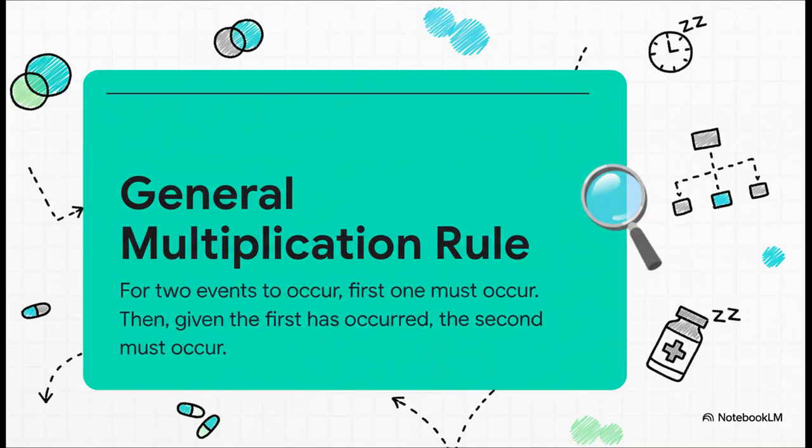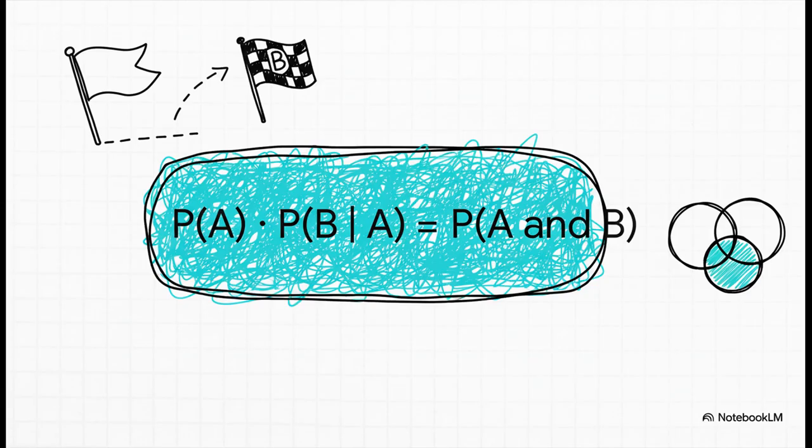Here's the core idea, and honestly, it's pretty intuitive when you think about it. For two things to happen in a sequence, it just makes sense that the first one has to happen. And then, assuming that first thing is a done deal, the second one has to happen. It's all about chaining events together logically. Now, here's what that looks like in math terms. It might look a little intimidating, but trust me, this little equation is incredibly powerful. It lets us calculate the probability of two related events, let's call them A and B, both happening.